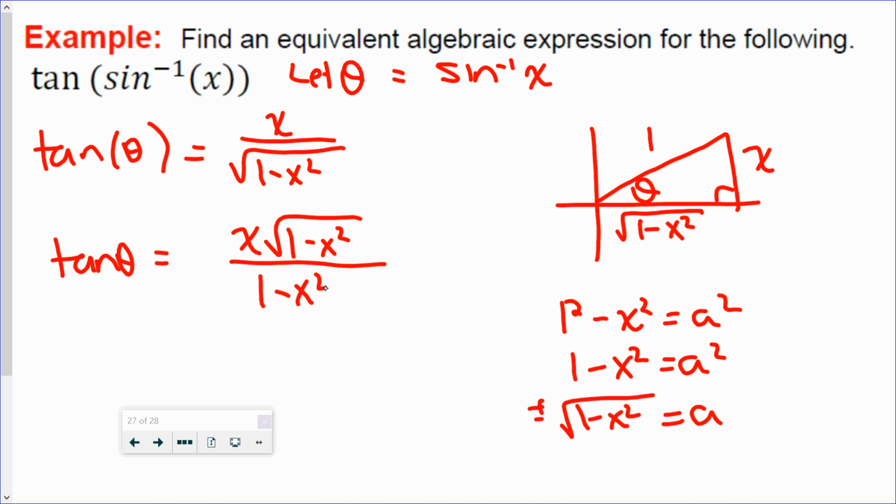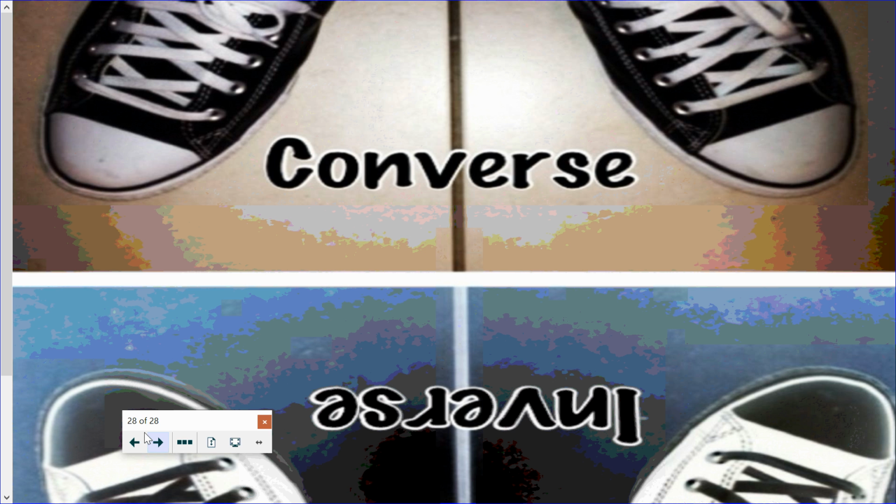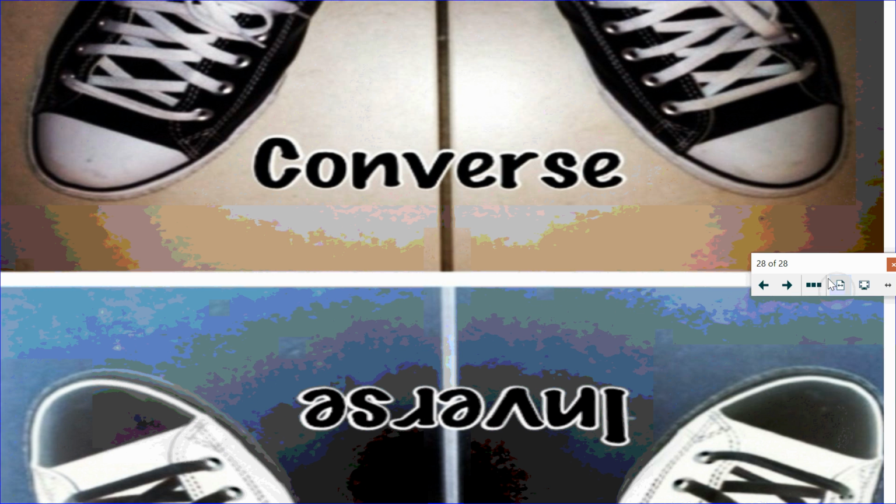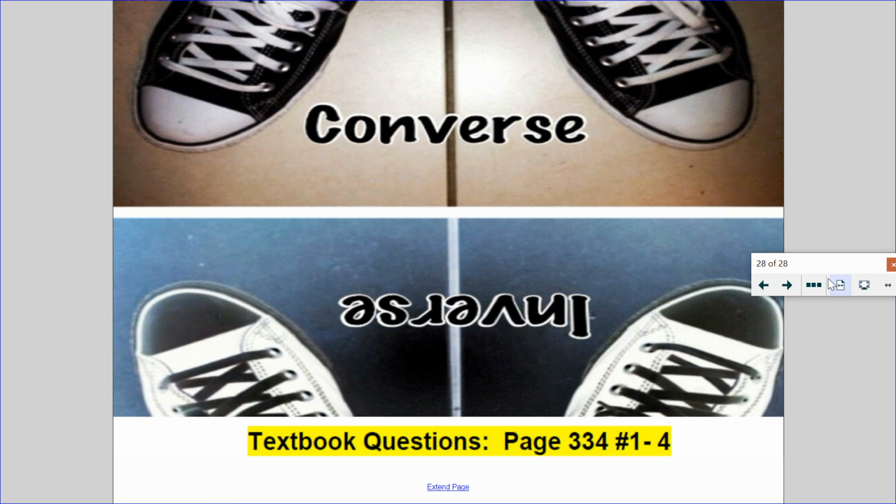So altogether we've covered inverse, but what about the inverse of converse? We could maybe study that. That could be a question that we look at.